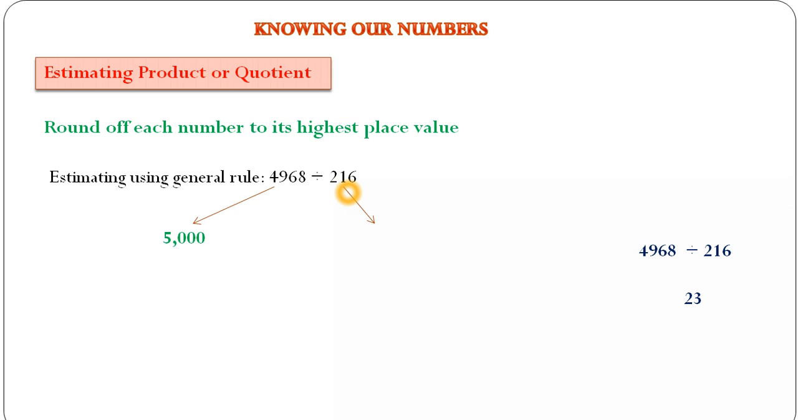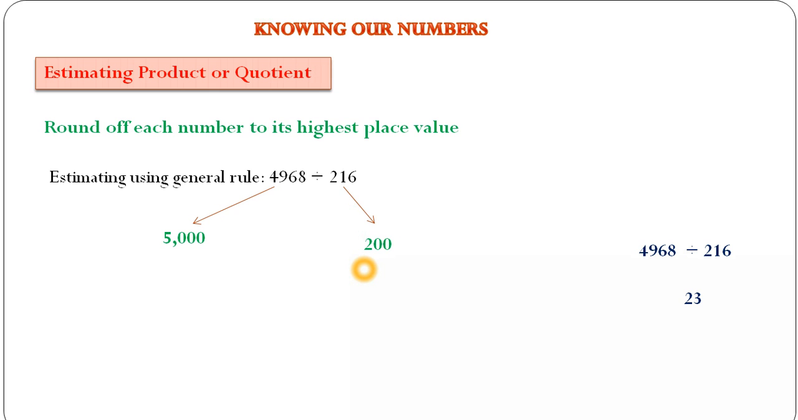For 216, the highest place value is 100, right? So round off to the nearest 100. But for that, we need to observe the tens digit. So it's 1, that is less than 5. So 1 and 6 will be replaced by 0 and 2 will remain as it is. So it's 200. These are the rounded numbers, 5000 and 200.